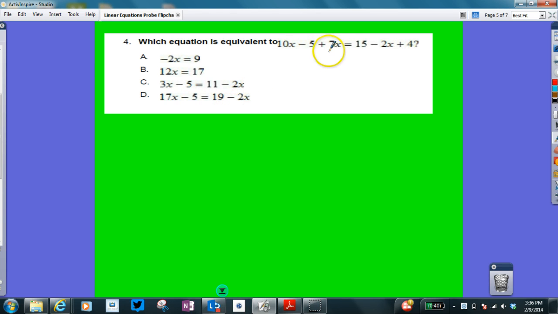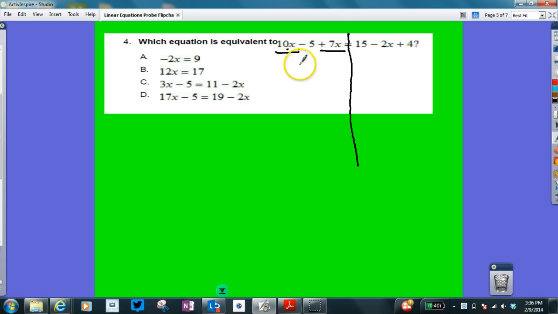10x minus 5 plus 7x equals 15 minus 2x plus 4. Well, let's draw that line of scrimmage to separate the two. As I look at each side, as long as it stays on this side of that line, I can combine things and not have to do the inverse. It's when I take it across that line of scrimmage that I have to do the inverse. So let's look. Okay, I have 10x, and then I've got 7x.